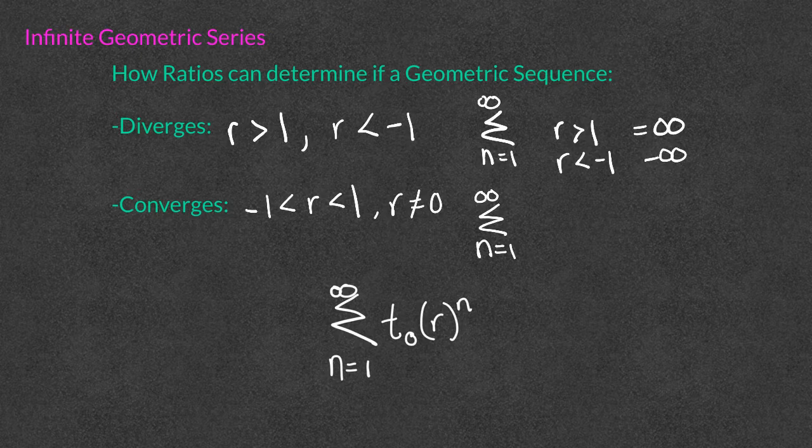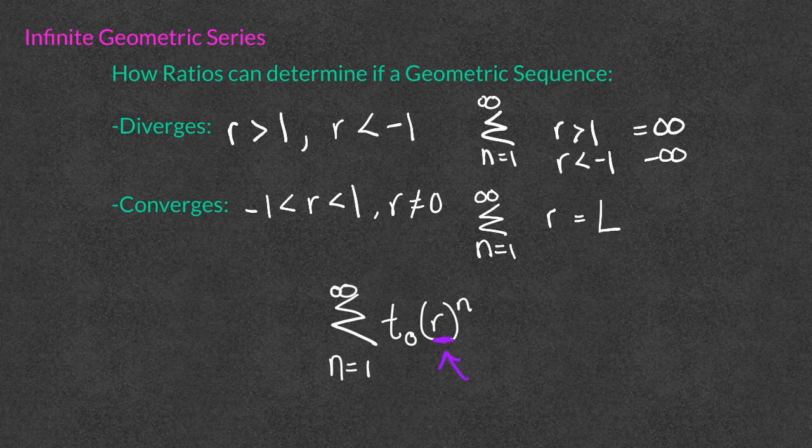As long as my r value fits within that range, it's going to a specific value, and we're going to call that L. It's going to go to a specific limit. It's going to end at a certain number. And so we can use a formula to help us calculate what that's going to be. So we really need to just focus on the r value of a common ratio.